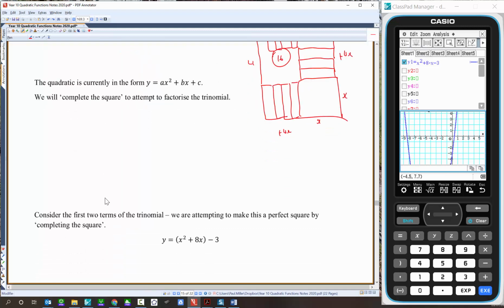So the process goes as follows. What you do is you only look at the first two terms of the trinomial. And what we want to do is make this a perfect square by completing the square. Now, over here visually, you saw that I added 16 or 4 squared. Now, how I can get what I need to add is simply halve this value here and square the value.